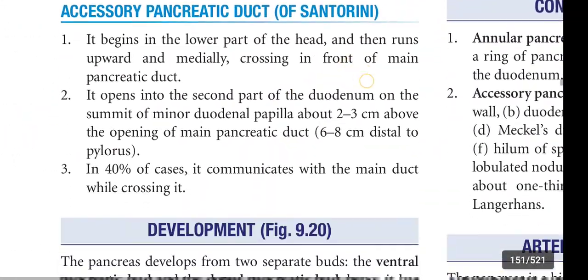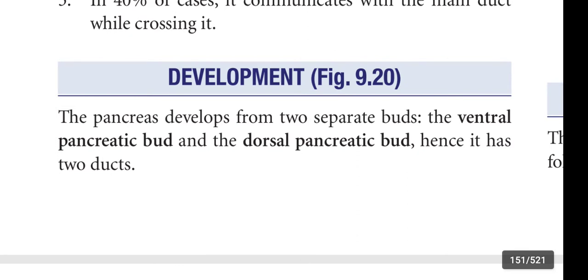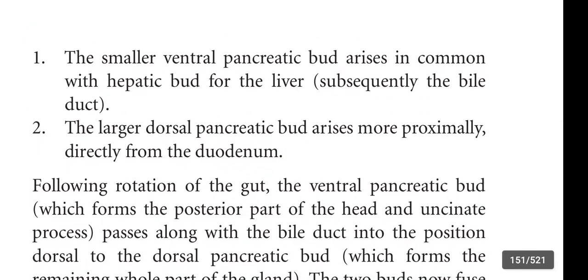If I read it once again for you, it will be clear. Coming to the development of the pancreas. The pancreas develops from two separate buds, the ventral pancreatic bud and the dorsal pancreatic bud. Hence, it has two ducts. The smaller ventral pancreatic bud arises in common with the hepatic bud for the liver, subsequently the bile duct. The larger dorsal pancreatic bud arises more proximally, directly from the duodenum.